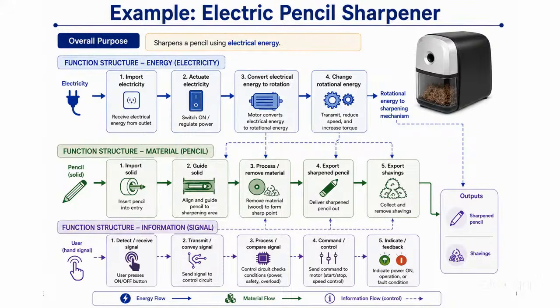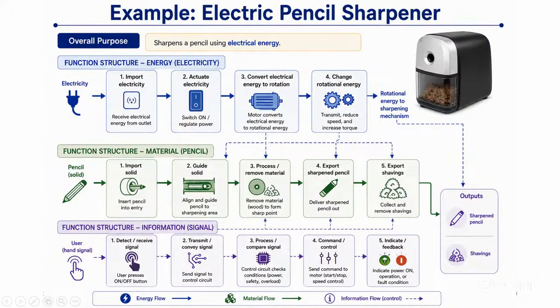The second flow is the material flow, that is, you have a pencil being given as a material that should be sharpened here. You have import solid, that is, you import the pencil, you guide the pencil, then you have the process of removal of the wood material to sharpen the lead. Then you have sharpened pencil as well as the shavings, one of which is required, the other should be disposed properly. So both are outputs here. The user wants a sharpened pencil and the shavings should be disposed properly in a dustbin, so they can be collected here. So that is material flow.